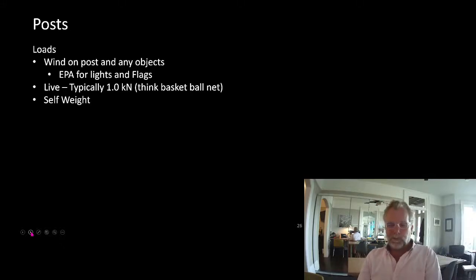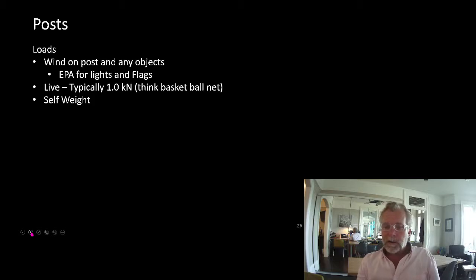Let's talk about posts. Posts do not sound very exciting, but as a landscape architect, you're going to design lots of posts. You're going to design posts for fences, for light standards, for flags, for pergolas and pavilions. So we can talk about the general criteria for posts.